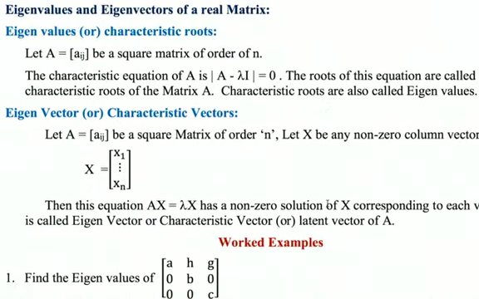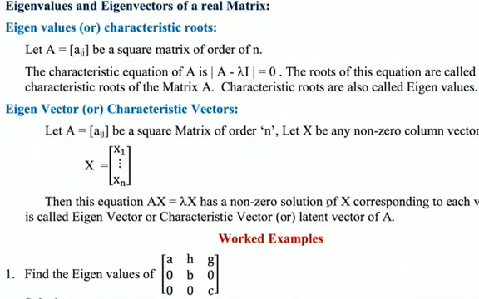Okay, let's now discuss eigenvalues and eigenvectors of a real matrix. What are these eigenvalues or characteristic roots? Let A equal to Aij be a square matrix of order n. The characteristic equation of A is the determinant of A minus lambda I equal to 0. This much you already knew. The roots of this equation are called characteristic roots of the matrix A. The characteristic roots are also called eigenvalues.